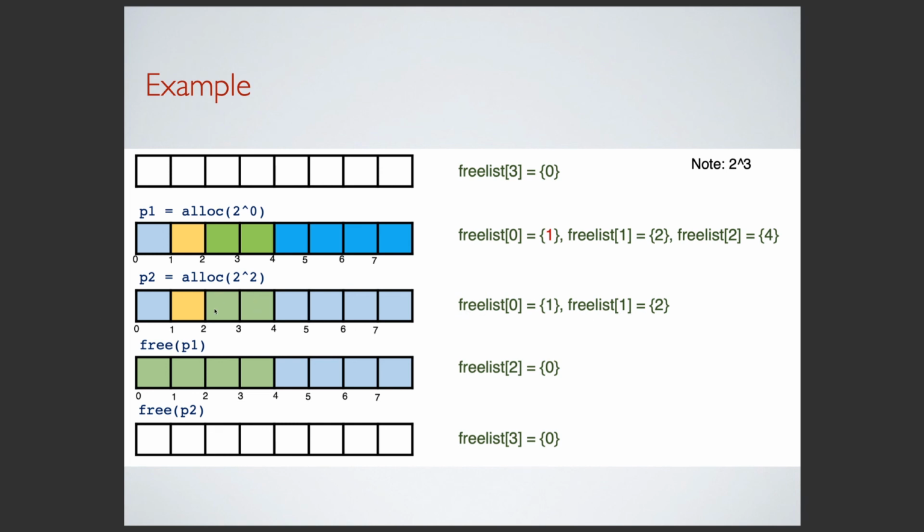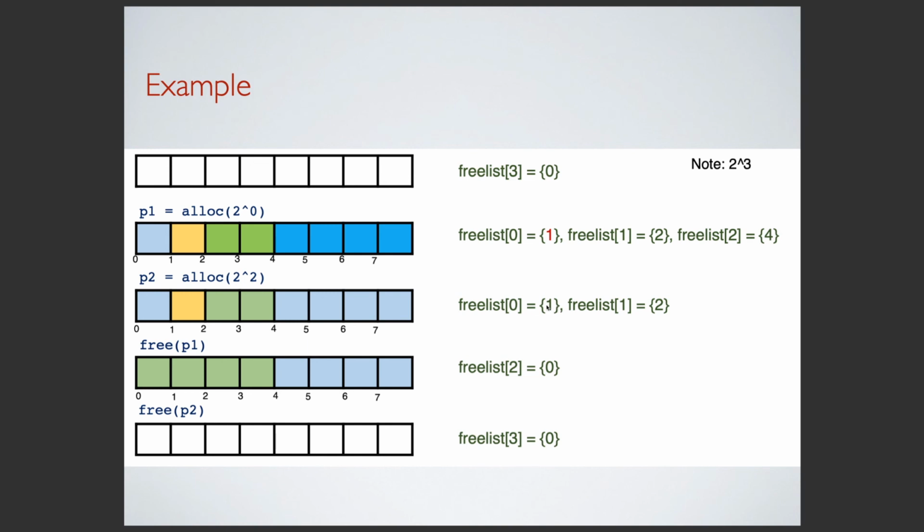Okay, meaning the green here and the yellow. Okay, let's start to free stuff. I'm freeing P1. So P1 I'm freeing here. If I free this one, what I could do at first is put it inside free list 0, and I'm going to have 0 and 1.